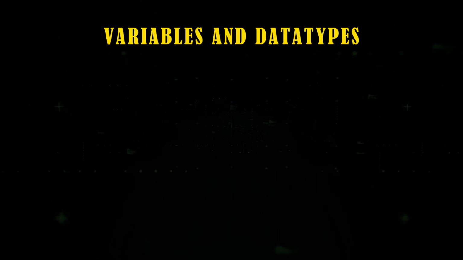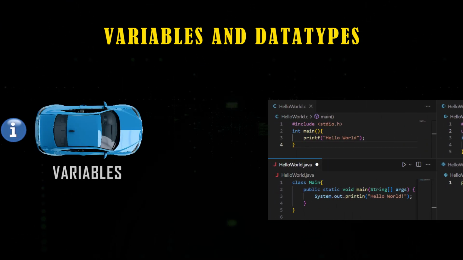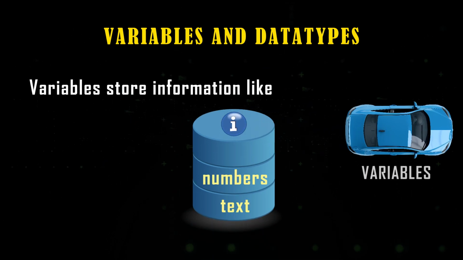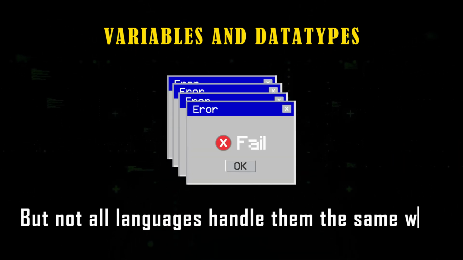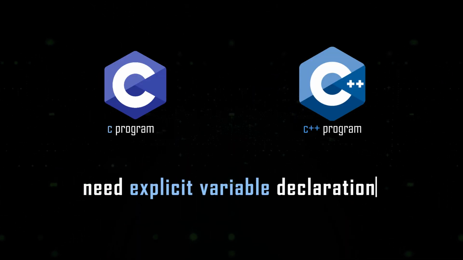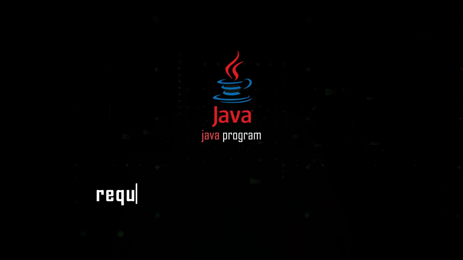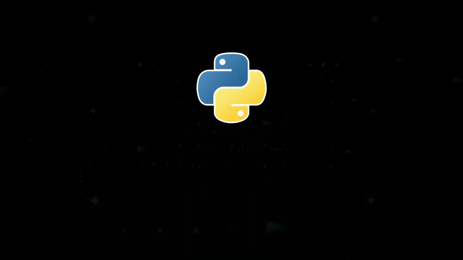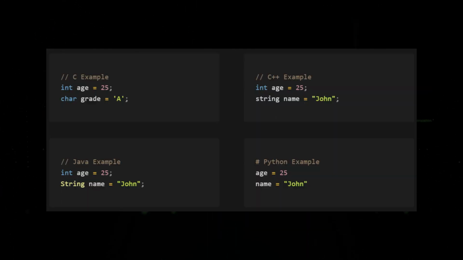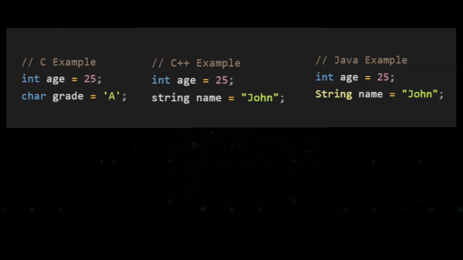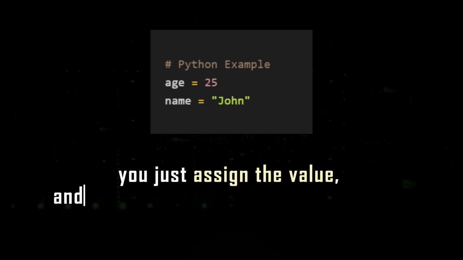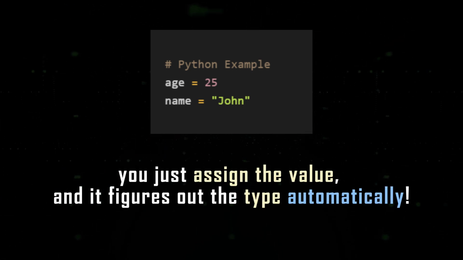Variables and data types. Now that we understand the structure, let's talk about variables. Variables store information, like numbers or text. But not all languages handle them the same way. C and C++ need explicit variable declaration. Java requires specifying data types. Python automatically detects data types. See the pattern? In C, C++, and Java, you must declare the type of data. But in Python, you just assign the value, and it figures out the type automatically.